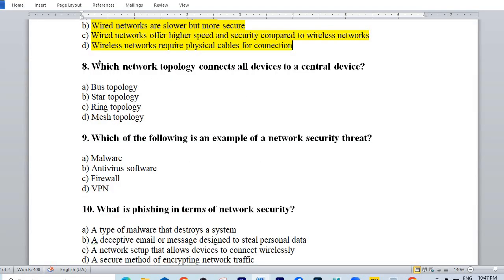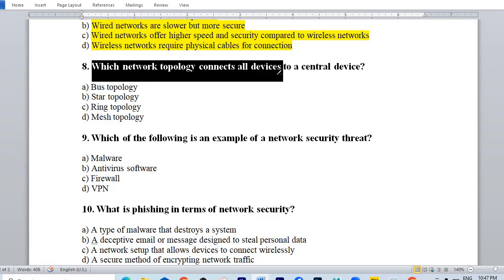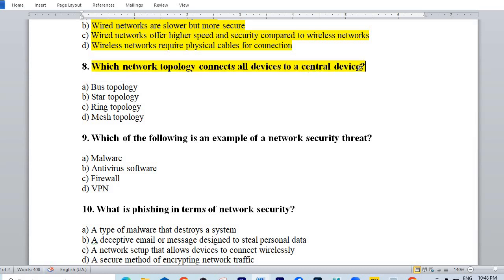Question number 8. Which network topology connects all devices to a central device? A. Bus topology. B. Star topology. C. Ring topology. D. Mesh topology.